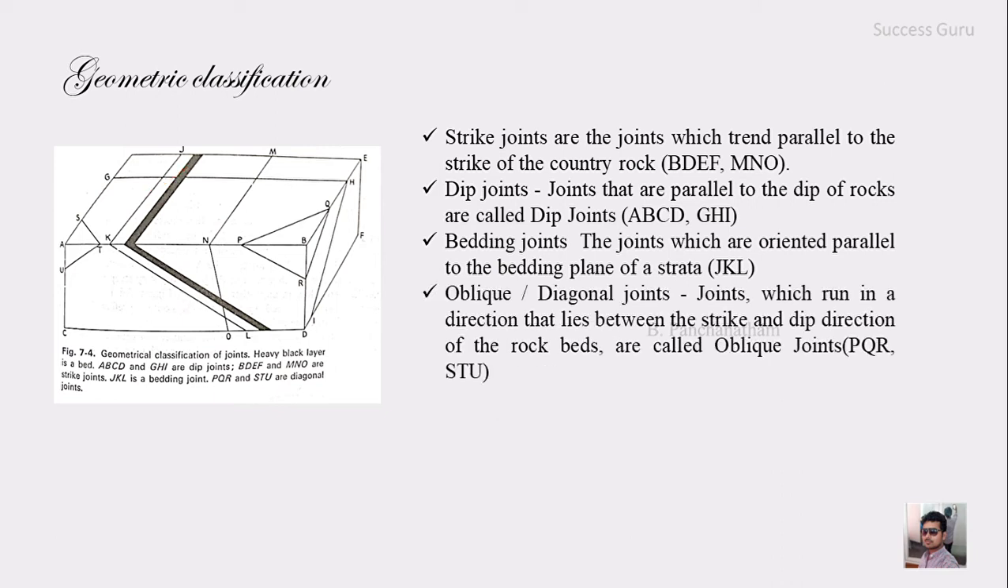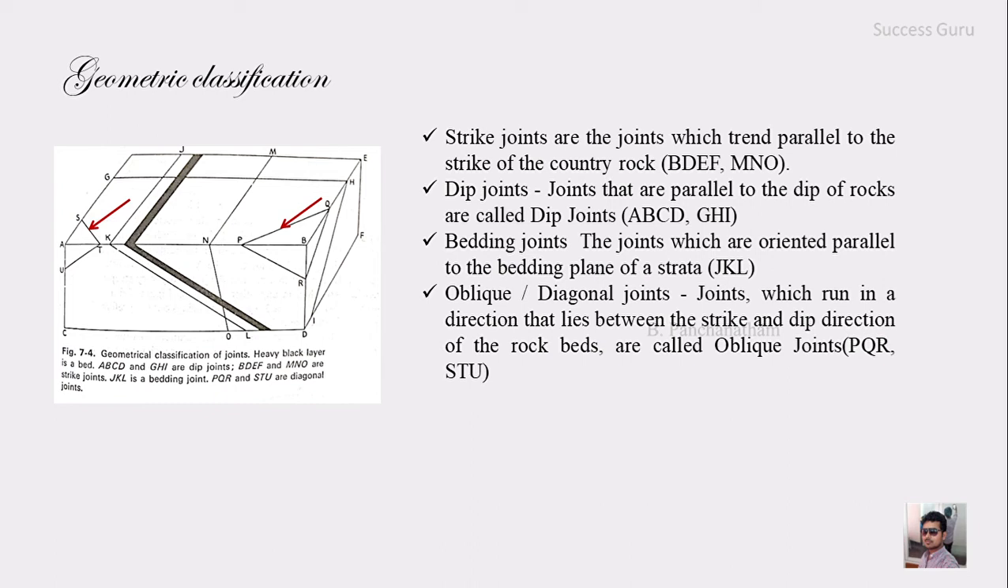And the fourth one is the oblique or diagonal joint, which runs in direction that lies between the strike and dip. So this will not match with the strike direction or dip direction, and this kind of joints are called as the oblique or diagonal joints, that you can see here, this TQRS and STU. These two are the diagonal joints which will not be parallel to strike or dip or anything, right? So these are the two classifications. There is genetic classification as well as geometric classification.